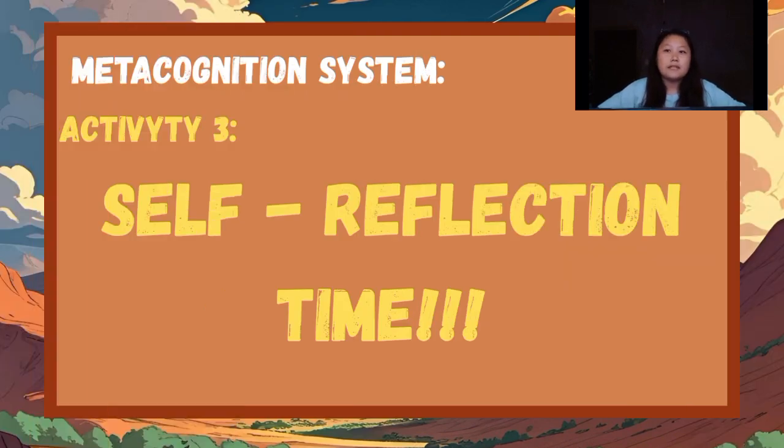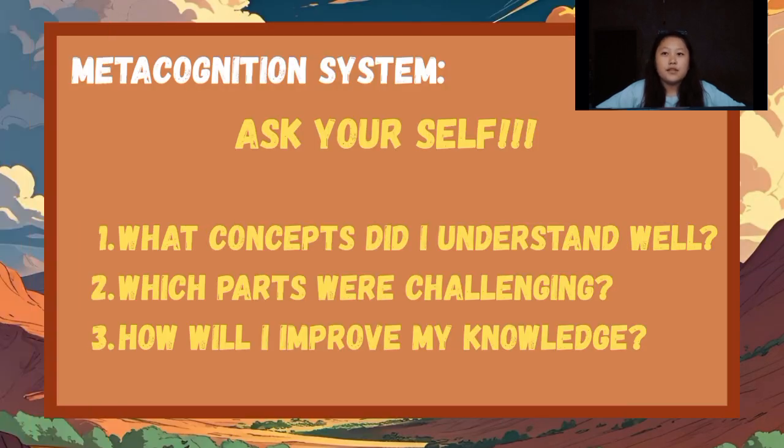Next, for the metacognitive system, I presented here activity number 3. It is called Self-Reflection Time. From the name, they will have to reflect on their learning progress throughout the discussion. They will ask themselves, for example: what concepts did I understand well, which parts were challenging, how will I improve my knowledge. This activity will help them better monitor their progress throughout the discussion.